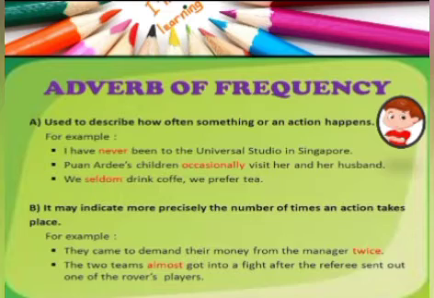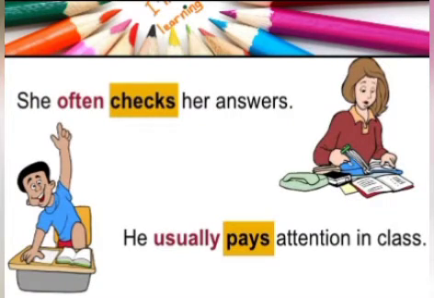It may indicate more precisely the number of times an action takes place. Right? That means how many times the action is taking place. They came to demand their money from the manager twice. How many times? Twice. So twice is the adverb of frequency. The two teams almost got into the fight after the referee sent out one of the Rovers' players. Almost got into the fight. How many times? Almost. Right? So let's move ahead and see a few more examples.